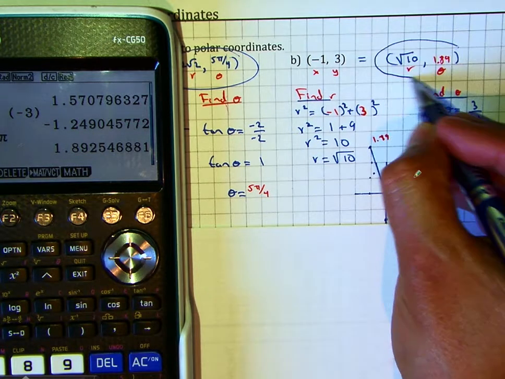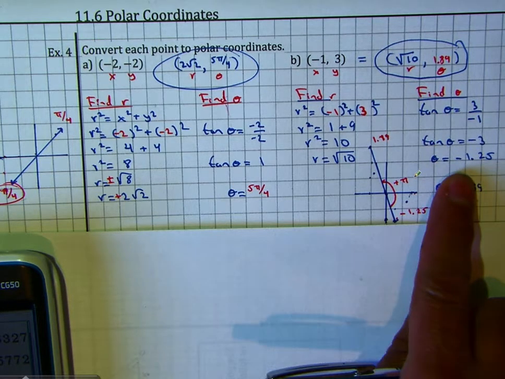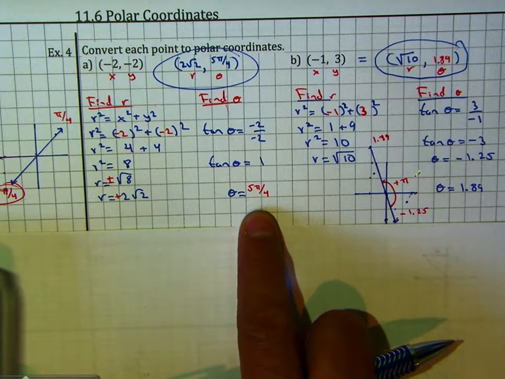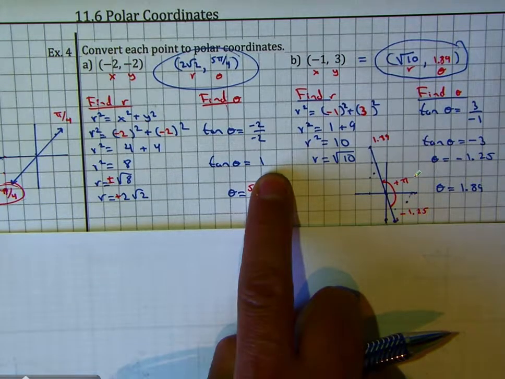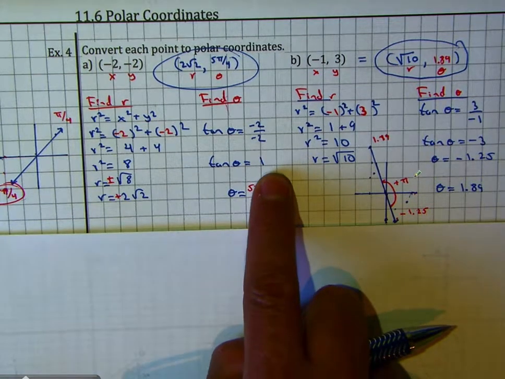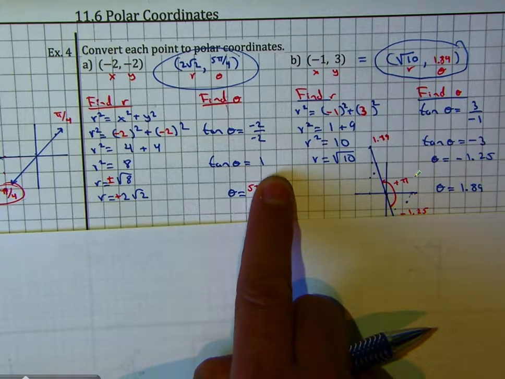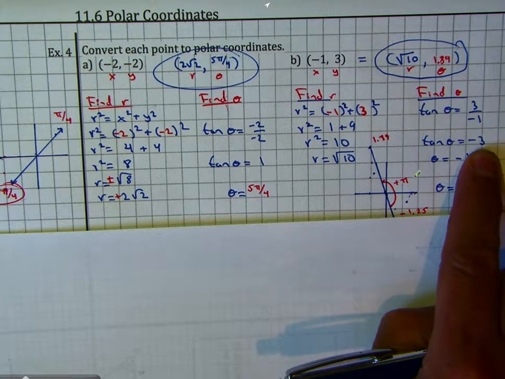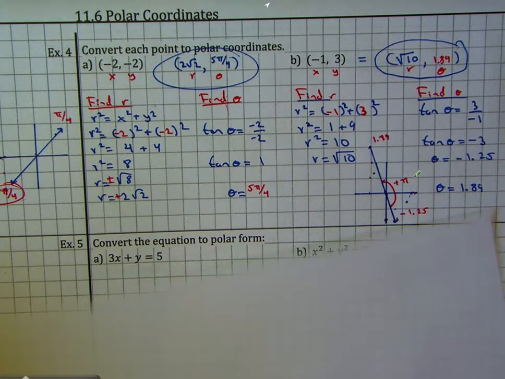So you do need to know whether you need to use your calculator or whether you should already know what your measurement of the tangent angle is. Remember, for tangent, we know 1, we know 0 undefined. We also know the square root of 3 and the square root of 3 divided by 3. If it's negative 3, we know that's not a value that we know, so we need to use a calculator and find the correct one. In this case, it was 1.89.